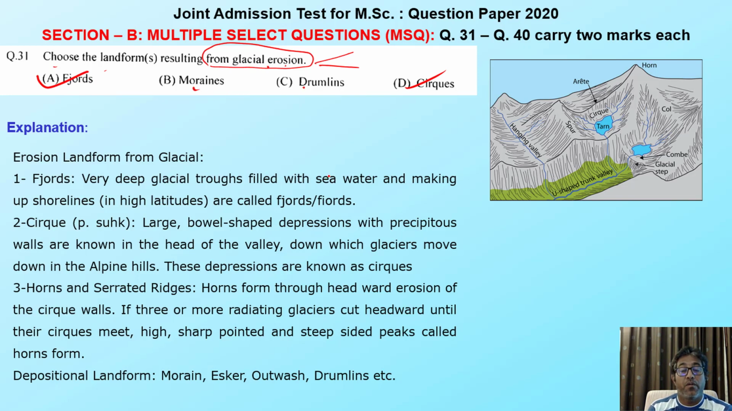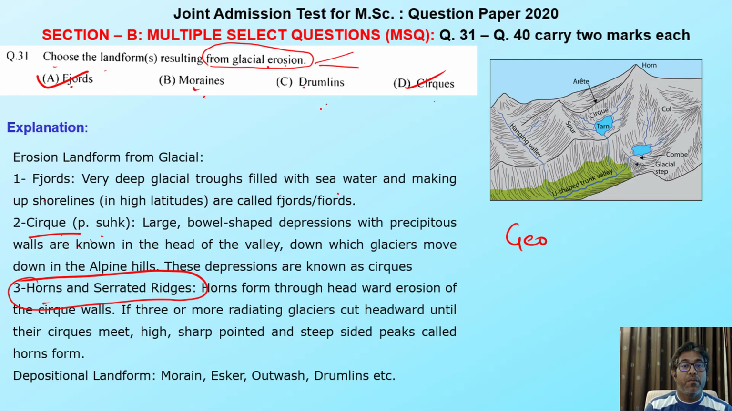depositional landforms. If we read the geomorphology book, it is very simple and direct definition based. What is a fjord? It is a very deep glacier trough filled with water, whereas the cirque is a large bowl-shaped depression with precipitation. When these cirques move headward and three or more intersect each other, they form the horn and serrate ridges. So apart from fjord and cirque, we have horn and serrated ridges as erosional features. Okay, so my option will be A and D.